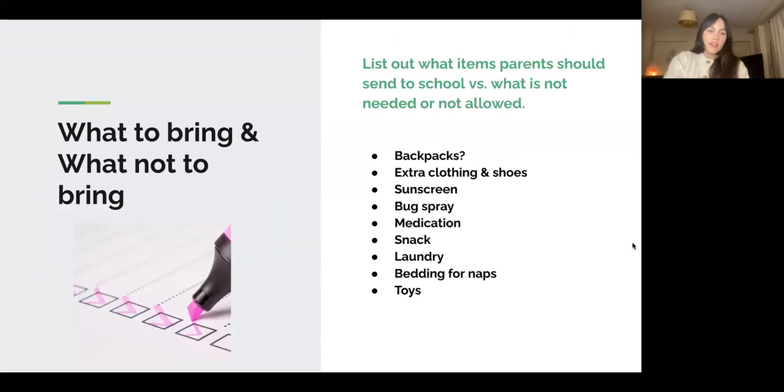Another one that's helpful, I think, especially in the Montessori space, is what to bring and what not to bring. This can be a checklist or a chart of what you encourage parents to bring, what you expect them to bring, and then what is not allowed at school. So you can list out what items parents should send to school. Things like backpacks. I know some Montessori schools are okay with backpacks. It also depends on the school age. Some say, oh, they don't need a backpack, don't bring a backpack. They don't need that in the primary classroom, etc.